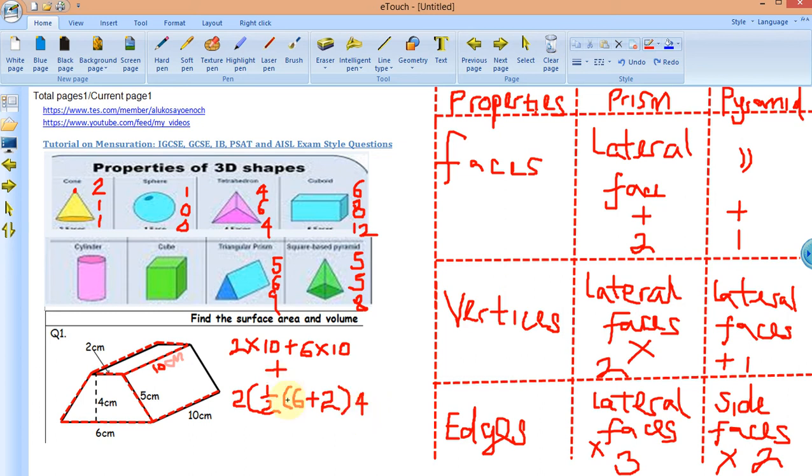But I have 6 faces altogether, remaining 4. Because these two are similar, that's why I have 2 into this. The top and the bottom are not similar, so I have to write them separately. So plus, the last part is this lateral side and behind it, and they are also similar. If you look at it, that is 10 by 5, and there are 2 of that.